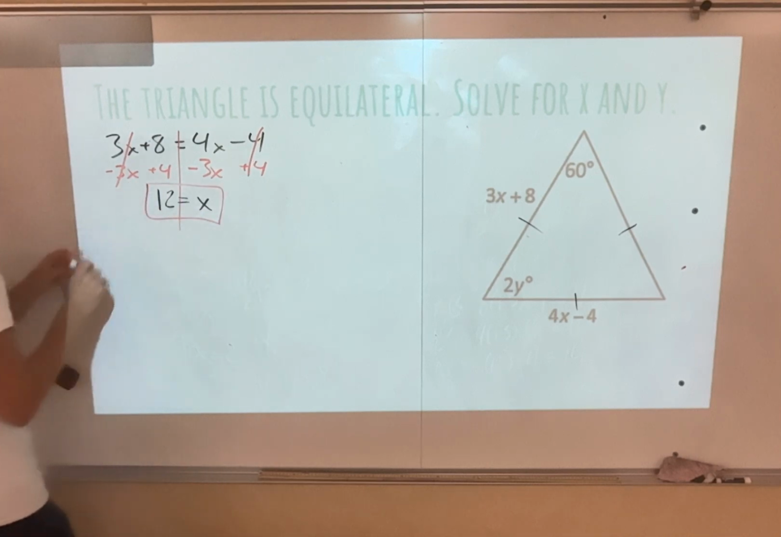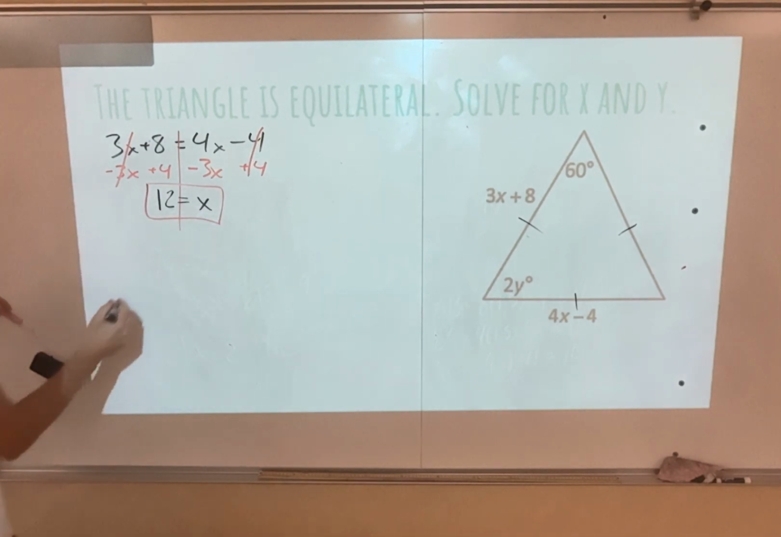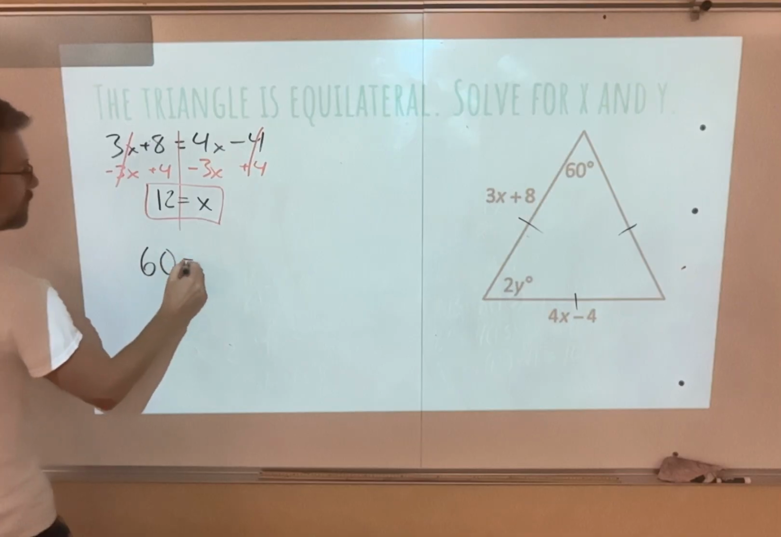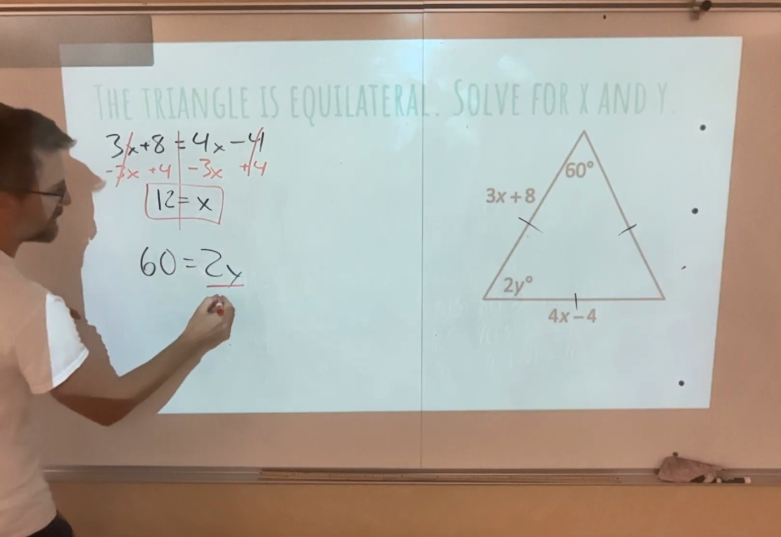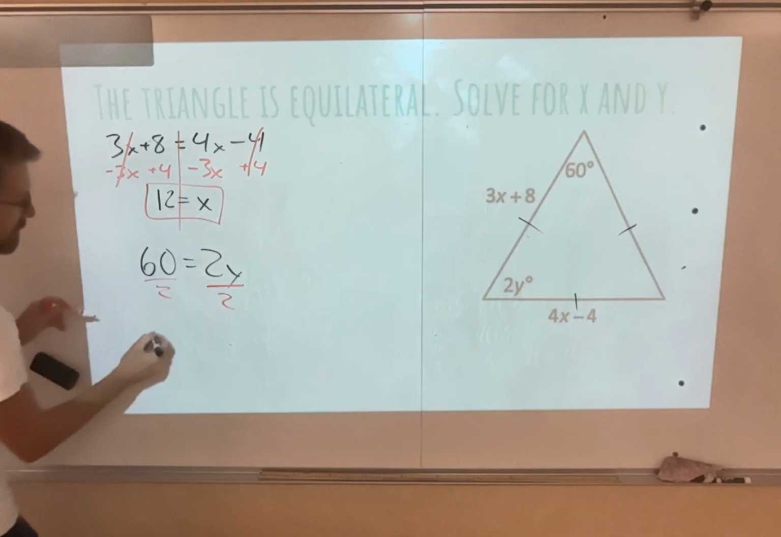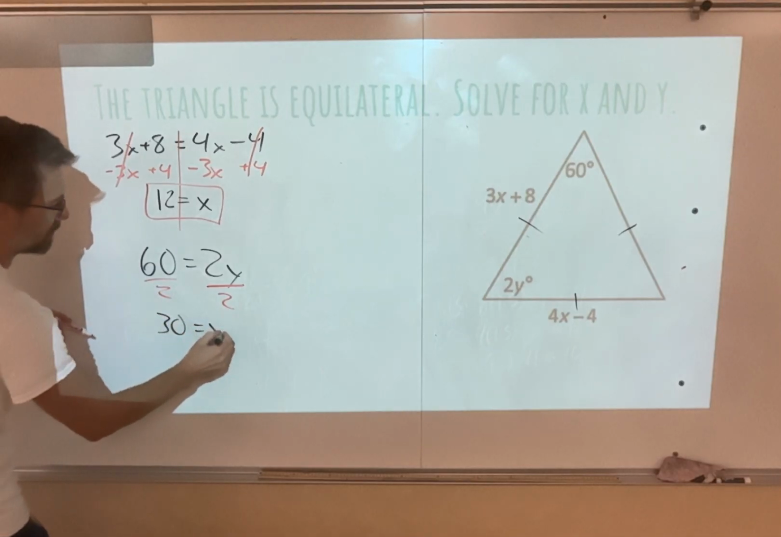X is equal to 12. For y, well, now I know that 2y is equal to 60 degrees, so one-step algebra, I just have to divide both sides by 2, and I get that y is equal to 30.